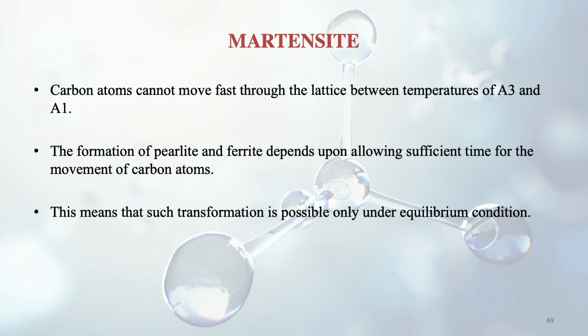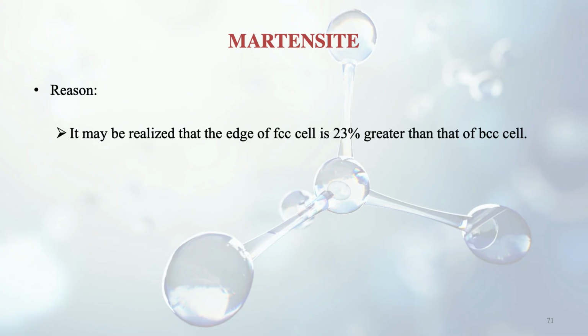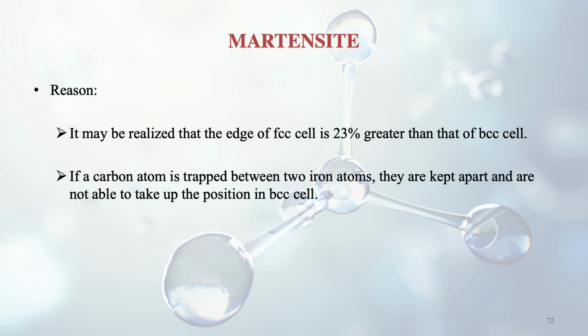So the final conclusion is that if it's a very fast cooling rate or the transformation is very fast, then we won't be getting pearlite and ferrite. That means such transformation is possible only under equilibrium condition, and the reason behind that is that the edge of the FCC cell is 23% greater than that of the BCC cell, and FCC is there in the case of austenite and BCC in the case of ferrite. So if a carbon atom is trapped between two iron atoms, they are kept apart and are not able to take up the position in the BCC cell.